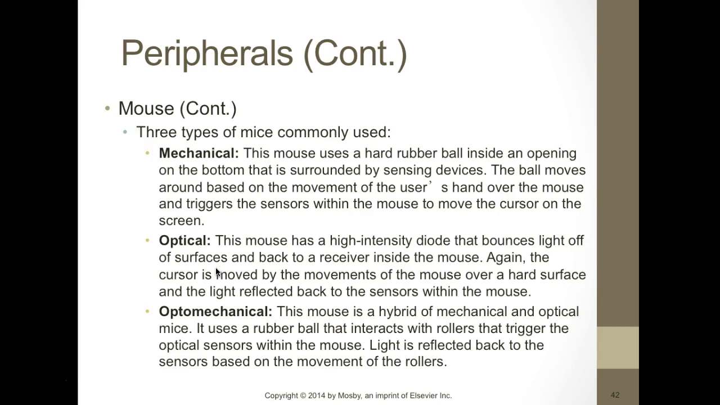There are three types of mice commonly used: the mechanical, the optical, and the optomechanical. Mechanical uses a rubber ball and has sensing devices. The optical uses a high intensity diode that bounces light off the surface and back to the receiver inside the mouse. And the optomechanical is a hybrid between the two. It has a rubber ball that interacts with rollers that trigger optical sensors within the mouse.